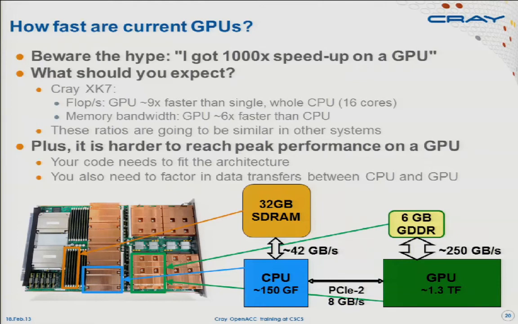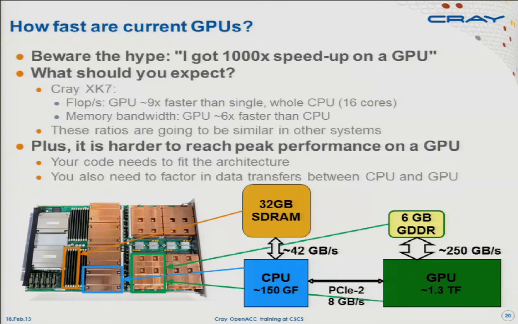What should you expect? Well, if you look at a Cray XK7, here's the node that I showed you before. You've got a CPU that's sitting under this heatsink. That does about 150 gigaflops, double precision. It has some memory, which is these cards here, and the memory bandwidth is about 42 gigabytes per second from CPU memory into the CPU. You also have a GPU. That's doing, say, just over a teraflop double precision. It's got some memory. It's not got as much memory as the CPU, but it's got a much higher memory bandwidth.